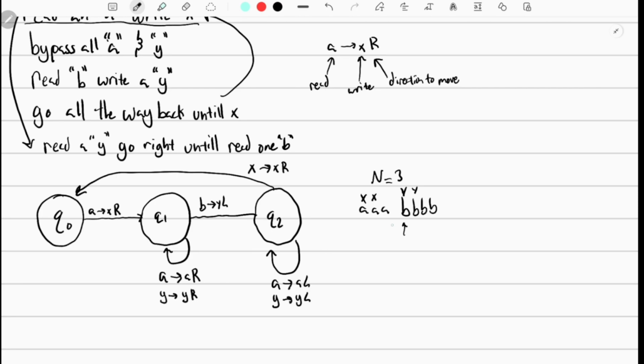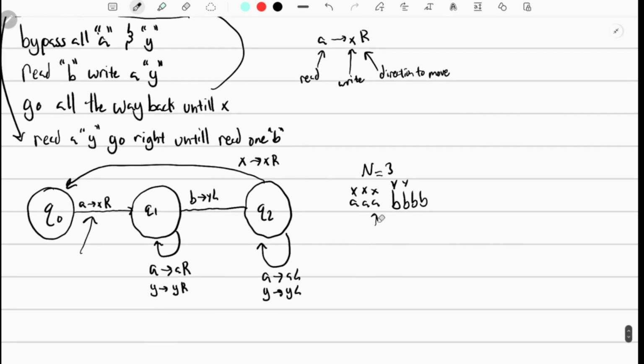So we're going to bypass all the Y's. In this case, this Y, we're going to move to the left. If we see an A, we're going to bypass that until we hit an X. There's an X right here. And then once we hit an X, we're going to move our head to the right until we're sitting above an A again. So now we come back to this state. So we're going to read an A, write an X, and then move to the right.